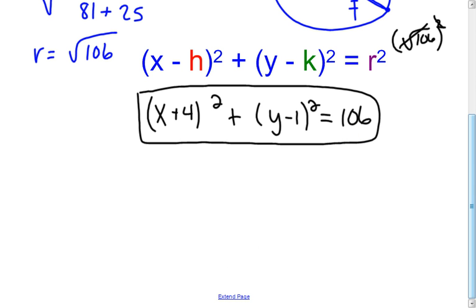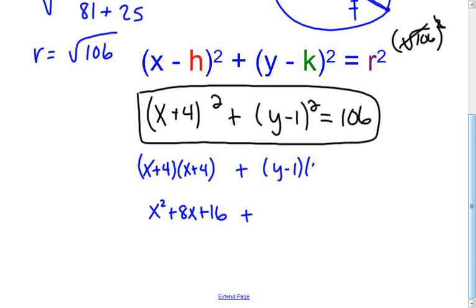But I also want you to recognize that we can not really simplify that, but FOIL these things out and change the format of this. So if I take x plus 4 squared, of course that really means I'm taking x plus 4 times x plus 4. And when I FOIL that out, I will get x squared plus 8x plus 16. Then when I do y minus 1, again, it really means y minus 1 times y minus 1. When I FOIL that out, I will have y squared minus 2y plus 1 equals 106.